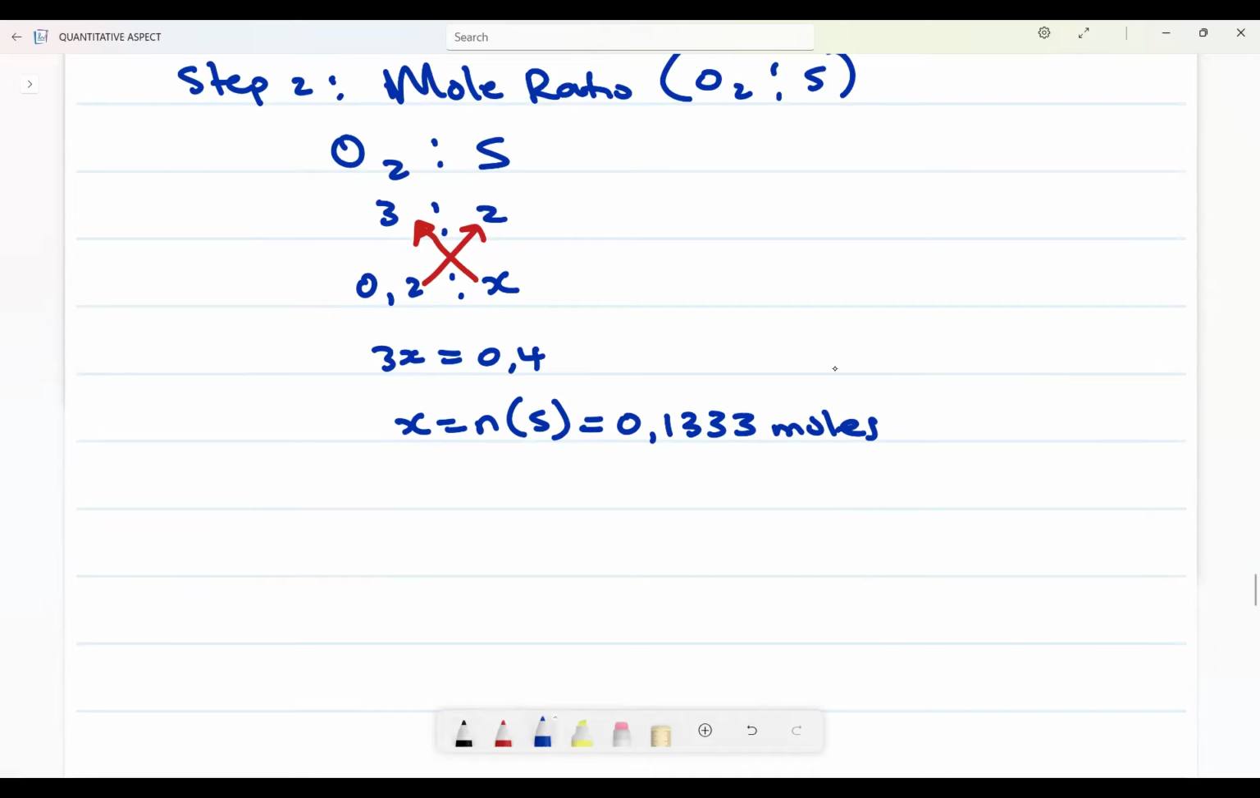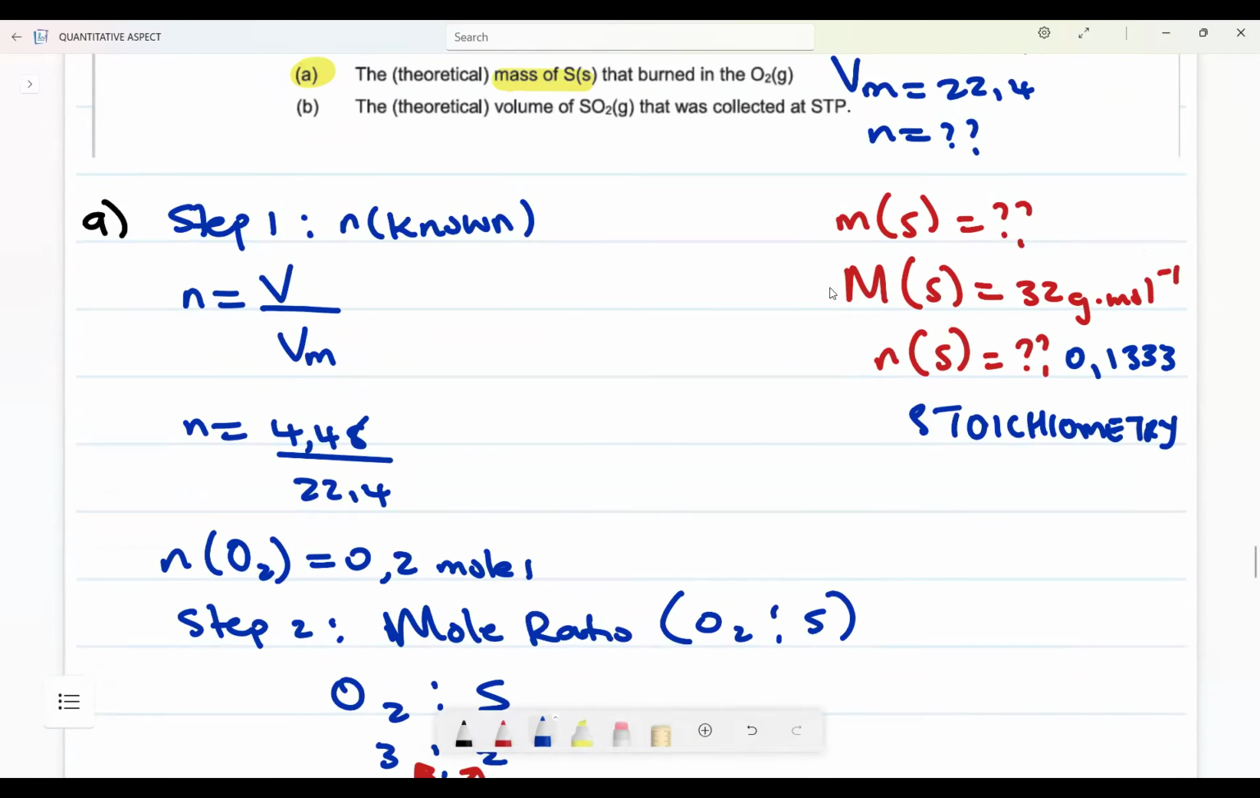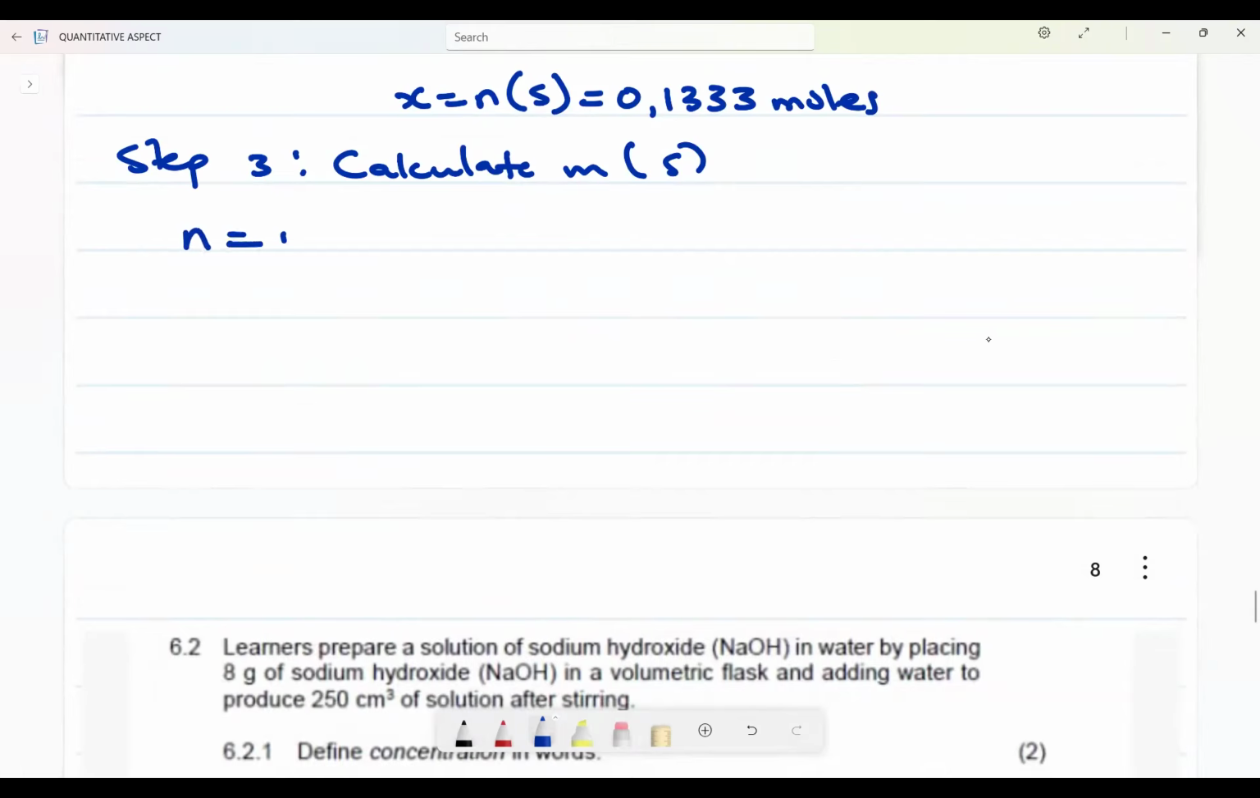Therefore, step 3, calculate the mass of sulfur. Because we calculate the unknown. The unknown is what? Mass of sulfur. So I now have the molar mass and the number of moles. The formula I might use is number of moles equals mass divided by molar mass. Number of moles of sulfur, it is how much?